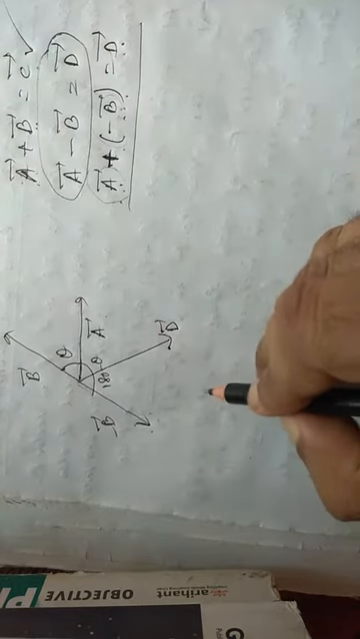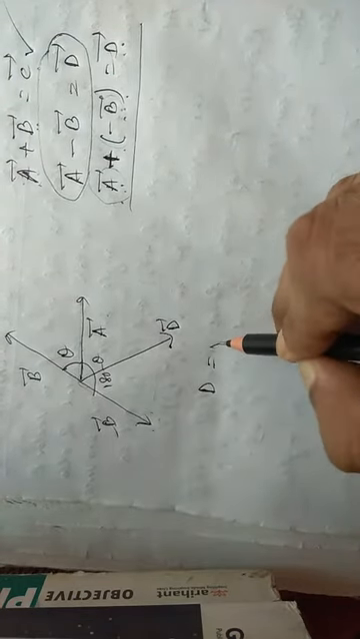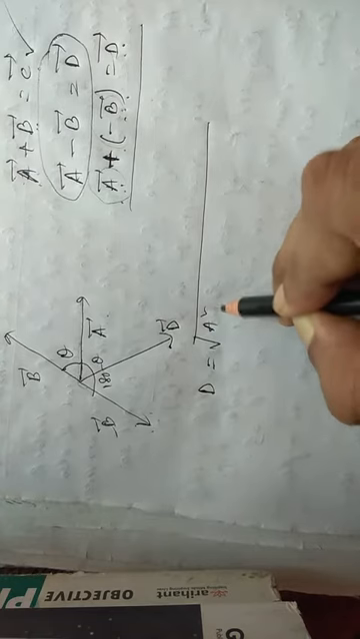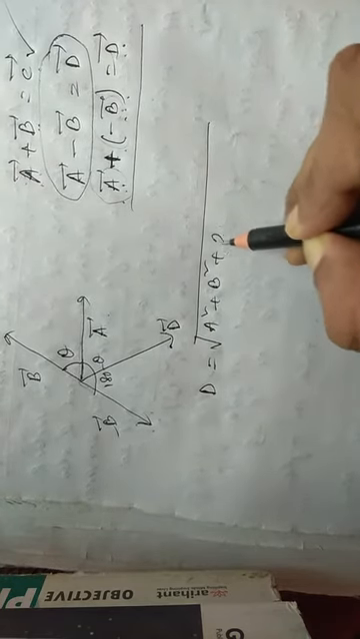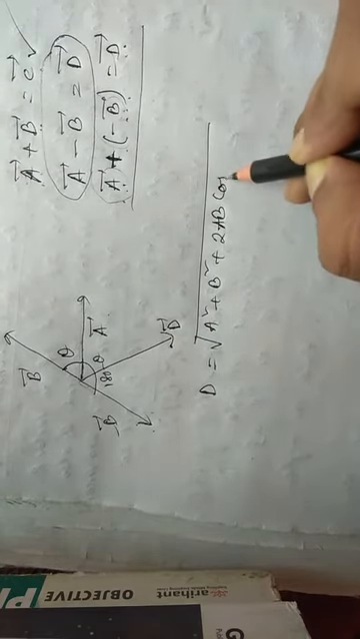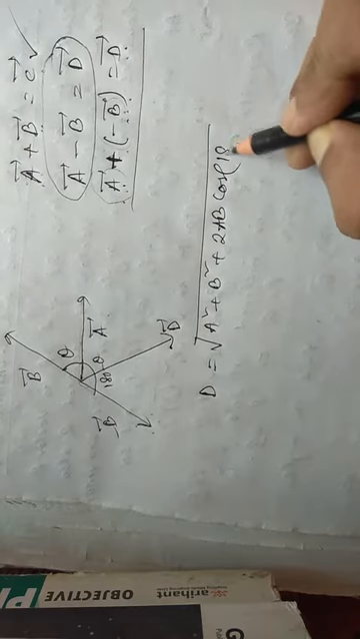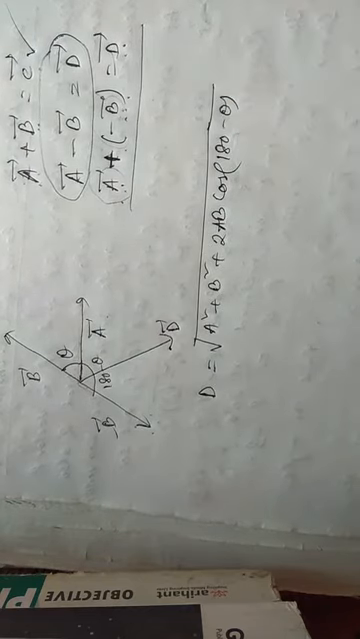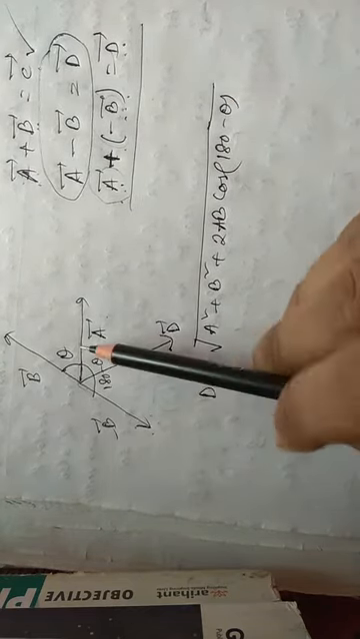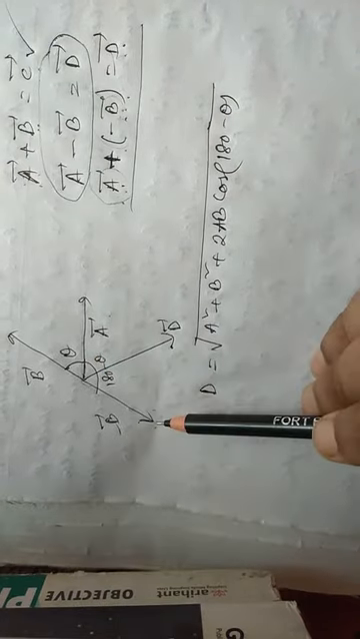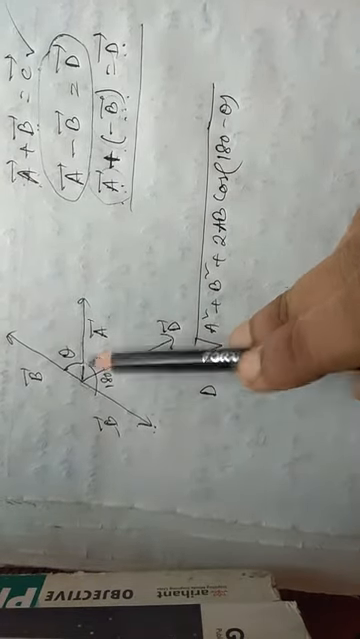So the formula changes very little. The magnitude is the square root of A square plus B square plus 2AB cos of, now instead of theta we have to write 180 degree minus theta, because the angle between A and minus B is now 180 minus theta.